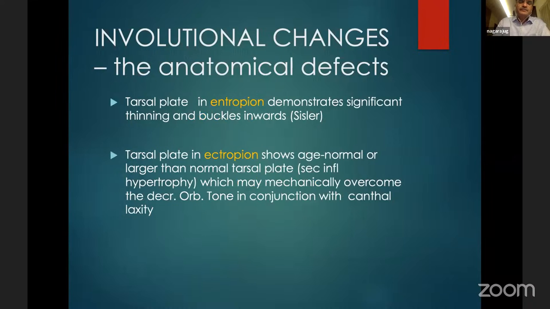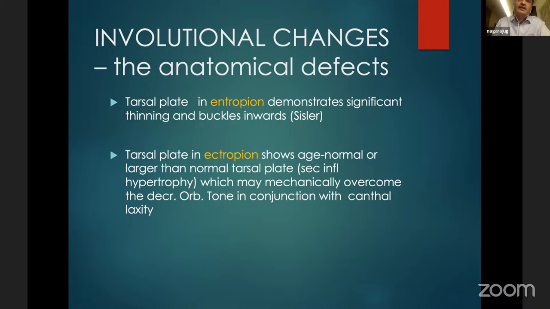And because of these changes, hypertrophy of the orbicularis oculi, the overriding of the preseptal over the pre-tarsal part, because of the lack of attachment to the fascia there, and in addition to the aging changes in the tarsal plate, which has undergone a little bit of thinning, what happens? The tarsal plate will buckle inside, and it will turn inside. Okay, that is what happens.